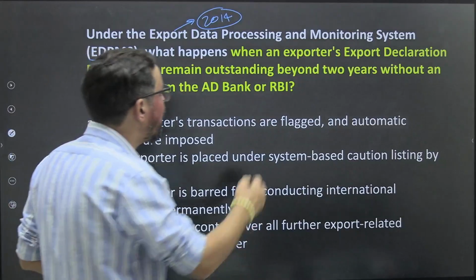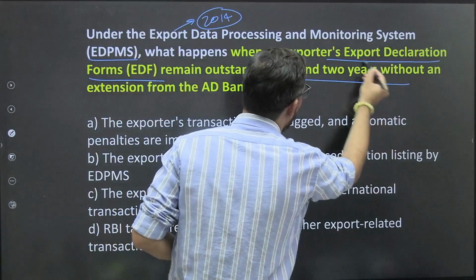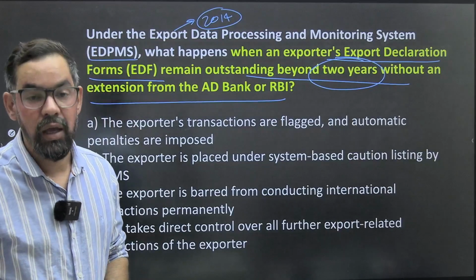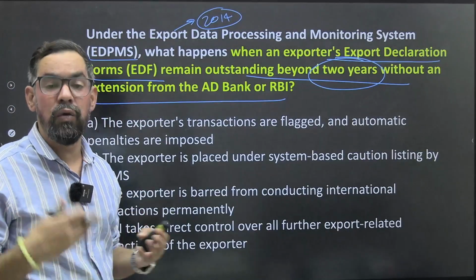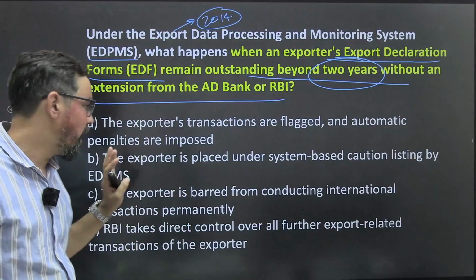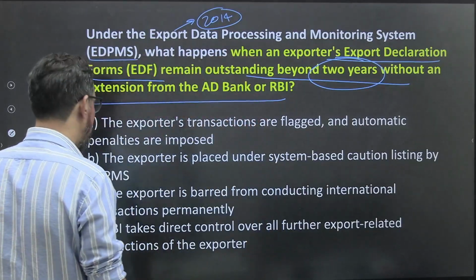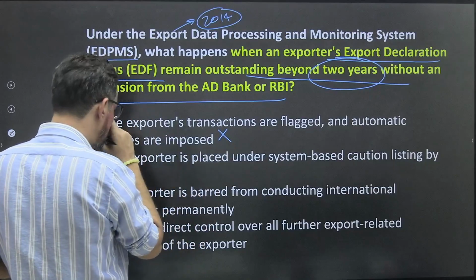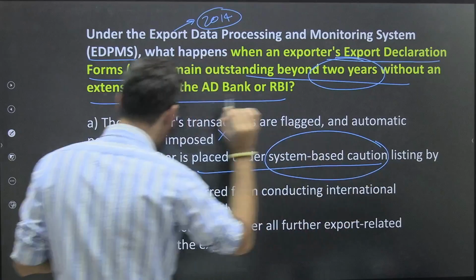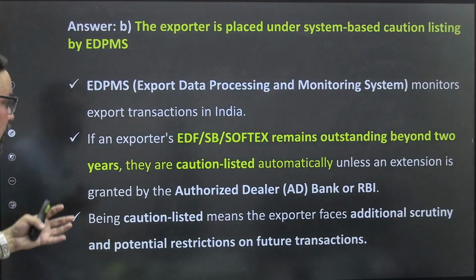What happens when an exporter's export declaration form, EDF, remains outstanding beyond 2 years without any extension from the authorized dealers or RBI? So authorized dealers will put these type of exporters in the caution list. The exporter transactions are flagged and automatic penalties are imposed. No. The exporter is placed under the system-based caution list through listing by EDPMS. So B will be the right answer for this particular situation.